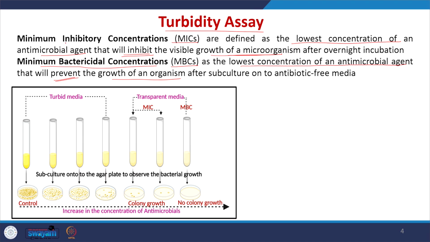That means if you are using this MIC concentration, that will inhibit the growth of bacteria. If you are using this MBC concentration, that will kill the bacteria. To detect the MIC and MBC, we have to inoculate 300 microliter of 0.5 OD bacteria into 3 ml of bacterial growth medium. Then we have to add various concentration of nanomaterials and incubate overnight in the incubator.